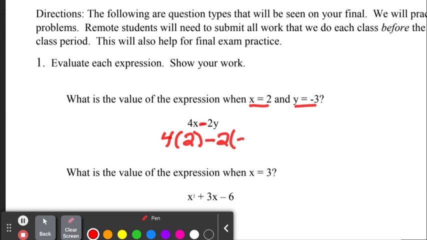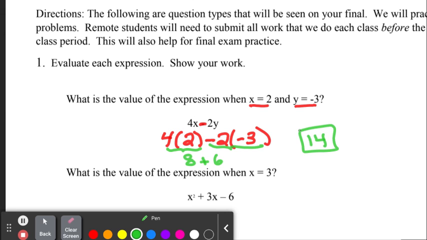2 times negative 3. So now if we did PEMDAS, order of operations, we would do 4 times 2 is 8. Now we have a minus and a minus, or a negative and a negative. That becomes a positive, plus 6. And 18 plus 6 is 14. Now, what you could do is also put this in one step and make sure that your logic works, and you get 14.